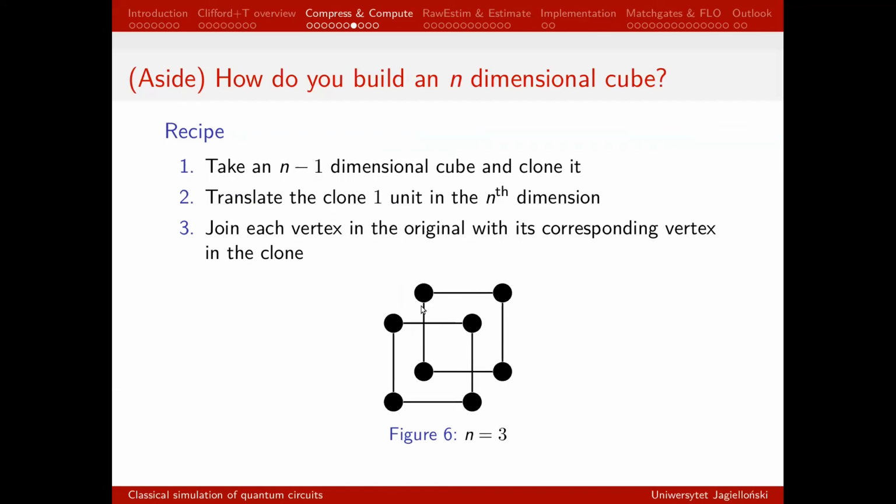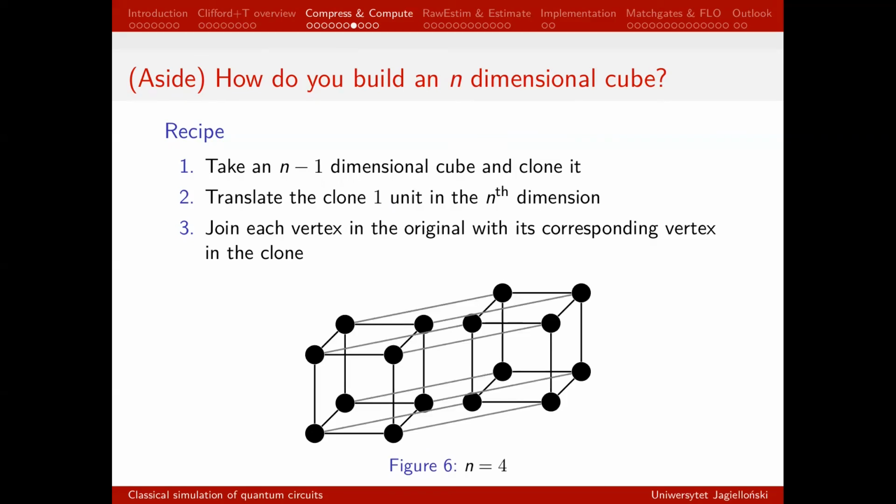Then I clone it, I join them up, I get a 3-dimensional cube, and then I clone it and join them up, and I get a 4-dimensional cube. And at this point, I give up because my slides would get too messy. But in my computer, I can do this quite efficiently for fairly large n. And this tells you how to build up your path.